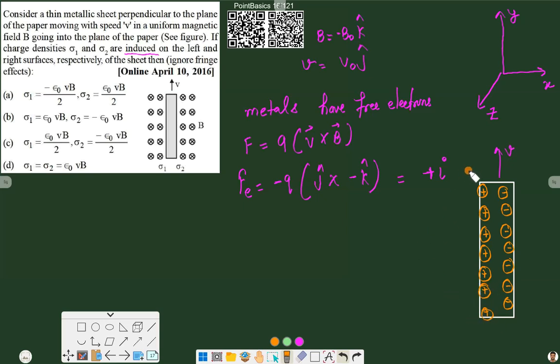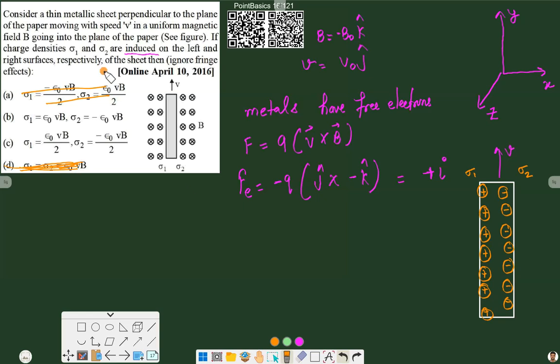So here on this side we have sigma 1 and on this side we have sigma 2. From this we can say sigma 1 is due to positive charge and sigma 2 is due to negative charge. So sigma 1 will be positive and sigma 2 will be negative. From that, option A gets cancelled out and option D gets cancelled out.